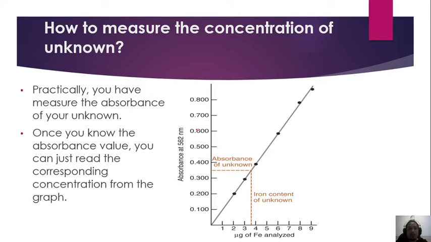First, you need to measure the absorbance of your unknown, and then after you got the value of absorbance, you can just read the corresponding concentration from the graph. So from the graph, you get your absorbance of unknown, and you will get the value of concentration or the content, the amount of unknown.